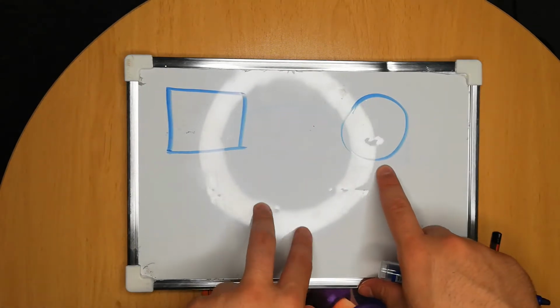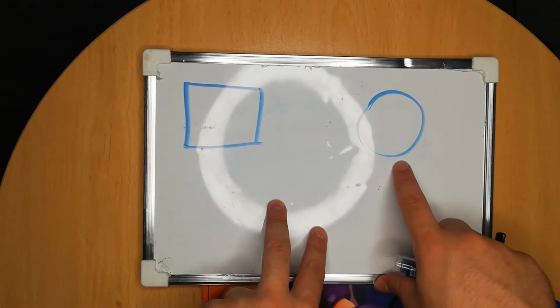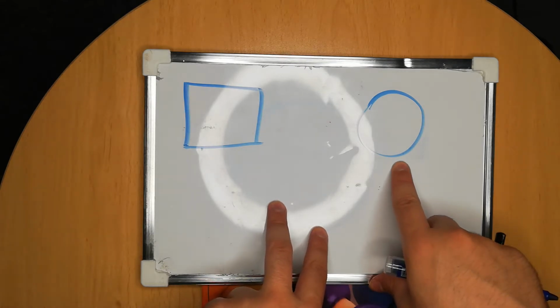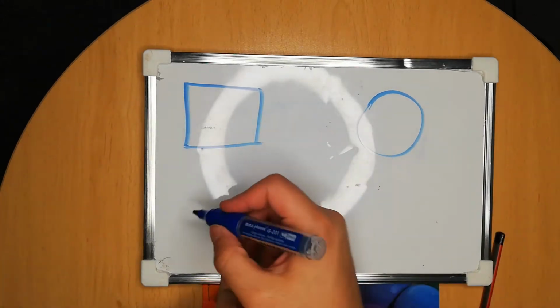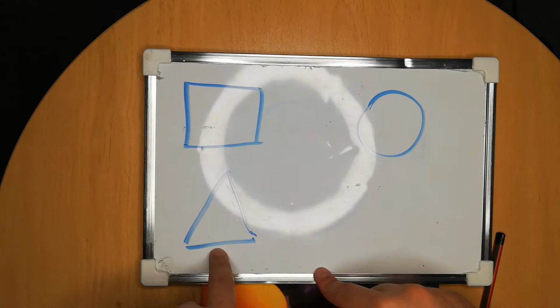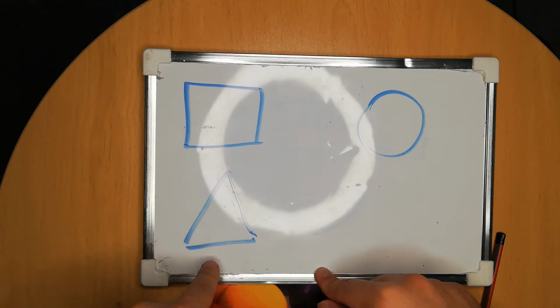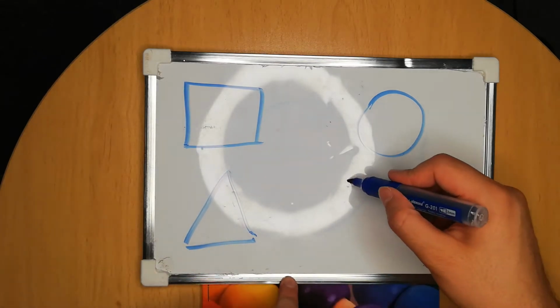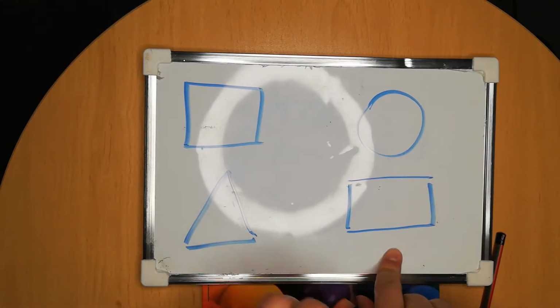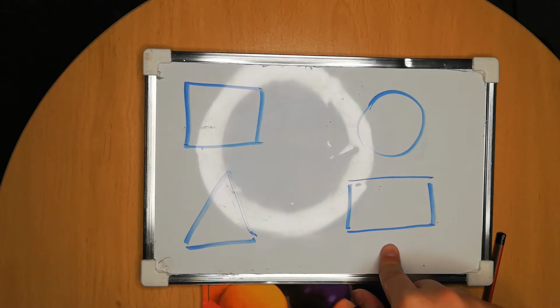What's this? Circle. What's this? Triangle. What's this? Rectangle.